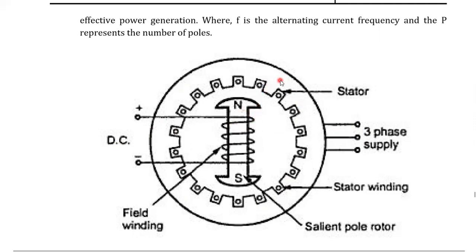This is the speed of the stator rotating magnetic field, and the rotor is rotating at the same speed. For example, the stator rotating magnetic field is rotating at 1500 RPM. The rotor is also rotating at 1500 RPM. That means the relative speed between the stator and the rotor is 0. That's a slip of 0. The synchronous machine's slip is equal to 0.